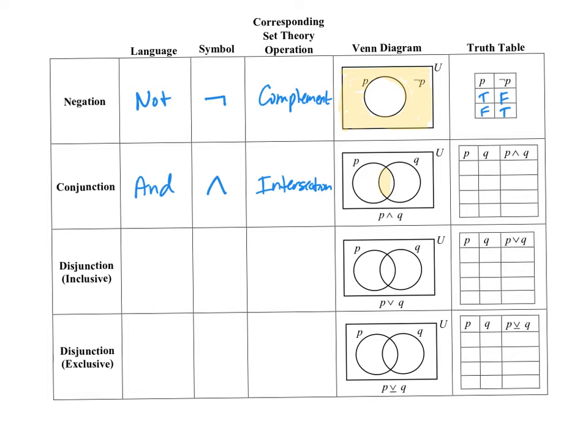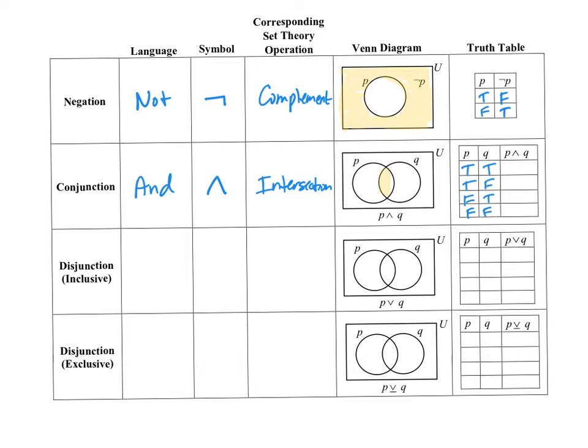Well, P could be true and Q could be true, or P could be true when Q is false, or P could be false when Q is true, and then the last possibility is if they're both false. Now, when would a conjunction be true?